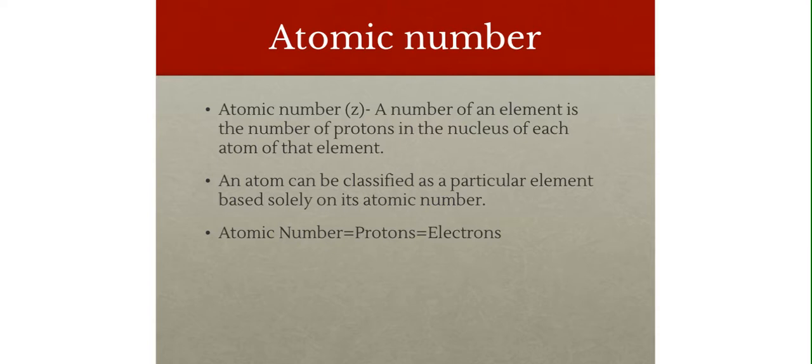So an atomic number, generally it's represented by a Z, so a capital Z, which is kind of weird, I know, but just go with it. So an atomic number of an element is the number of protons in the nucleus of each atom of that element. So that means the atomic number is a representation of how many protons an atom has. There is no changing this number. This is the absolute number that identifies an element.